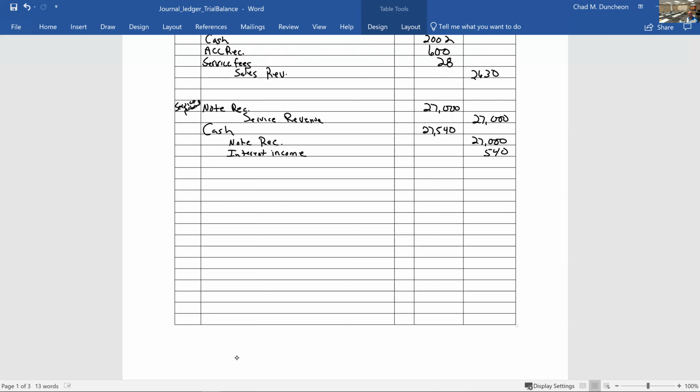The only tricky thing that comes with notes that you might see in your homework is sometimes a reporting period comes in the middle of the note, so you have to make an adjusting entry and accrue that to get the interest income in the right period, and then you would just have an interest receivable also included if you had to do that accrual entry.